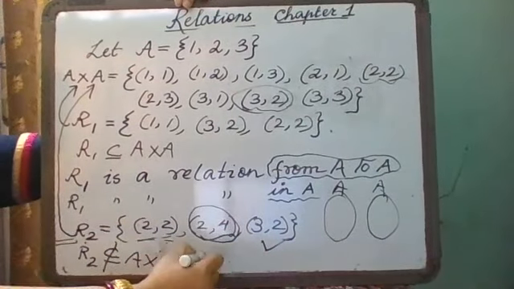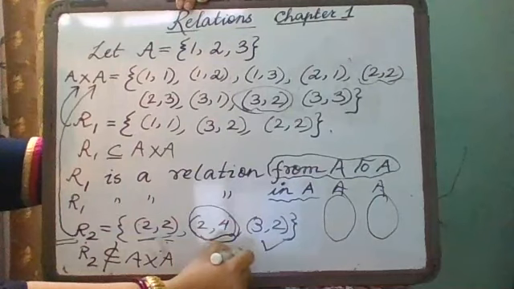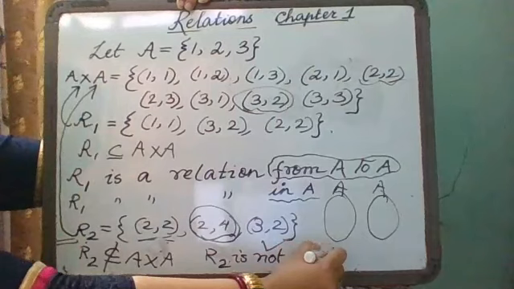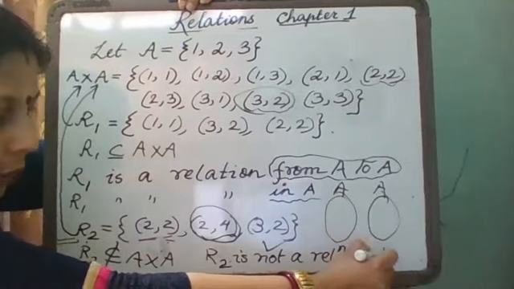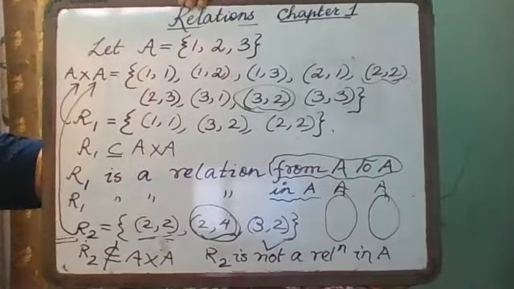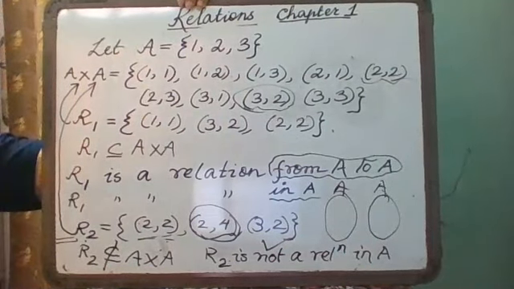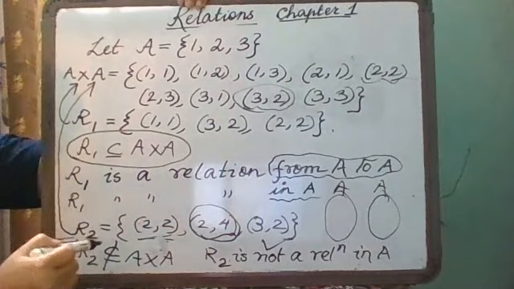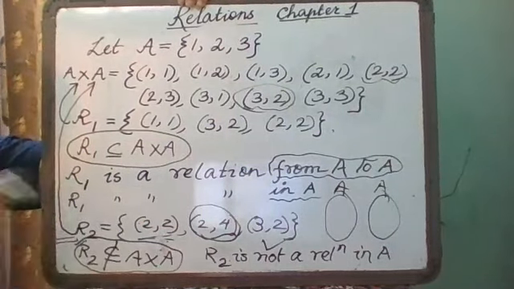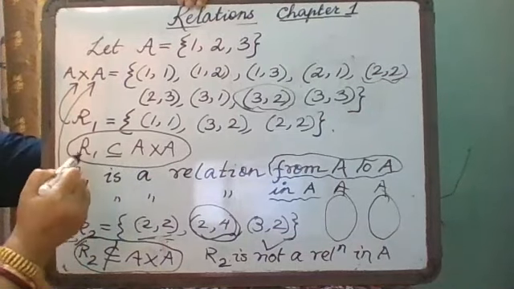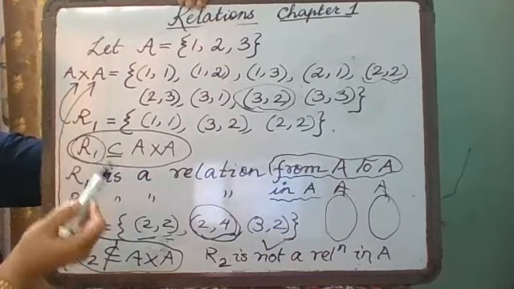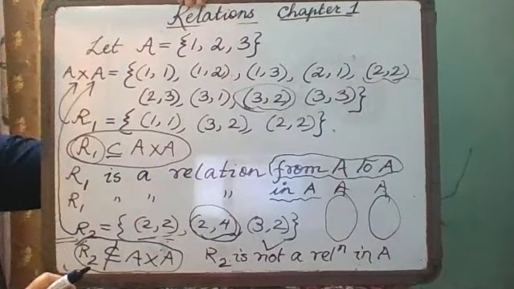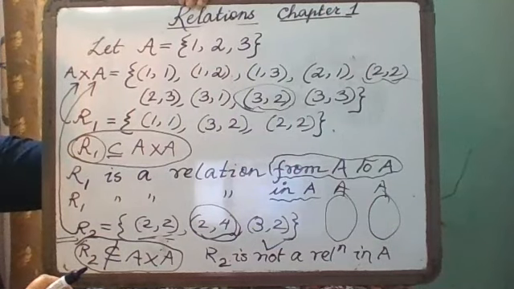If I want to conclude, I'm going to say that R2 is not a relation in A. That means from A to A. In order to be a relation, what do we learn? I just mark these two sets. In order to be a relation, what do I observe? This set R1, or R, whatever you name it, needs to be a subset of A cross A. It has to be a subset of A cross A.